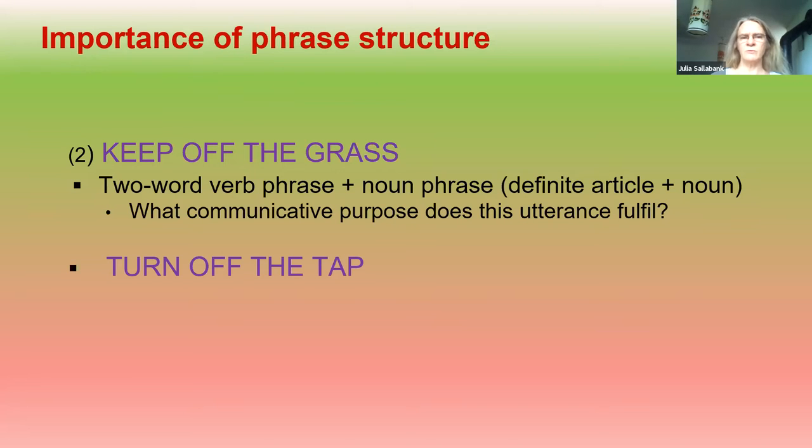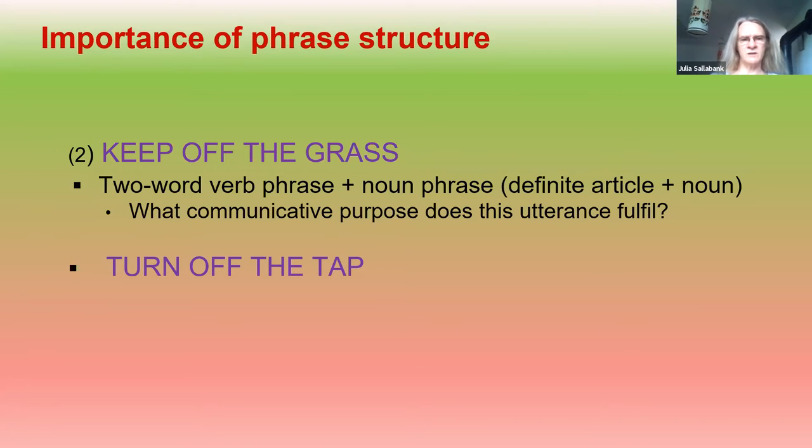sentence. For example, turn off the tap. It has two words in common with the previous sentence, off and the. And it also consists of a two-word verb phrase and a two-word noun phrase. Turn off is what we call in English a phrasal verb, because it's got both a verb and a preposition, I think. And the tap, which again is a definite article, the, and a thing, a tap, something which you turn on and off in order to let water come out or not, as the case may be.